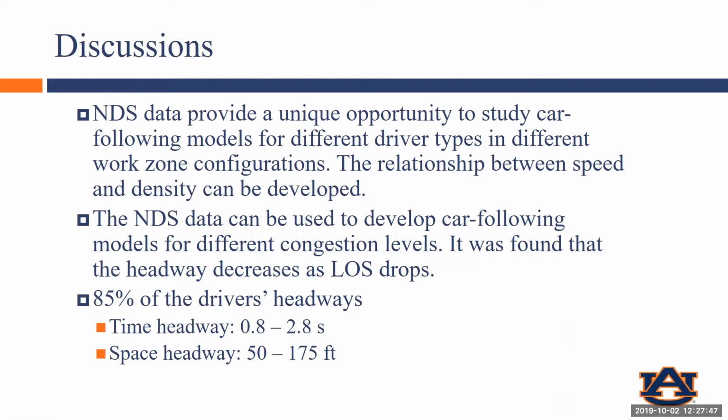So some discussion: NDS data provide a unique opportunity to study car following models, especially since you know all the information about the driver, the type of driver, their age, and also the different work zone configurations. And we also found you can develop a speed and density relationship for a small segment of roadway at a very microscopic level. So NDS data can be used to develop a car following model for different congestion levels.